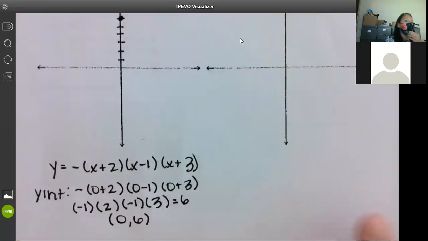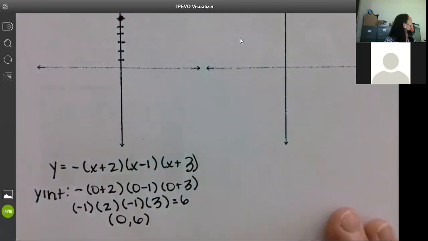And again, it's just a sketch, so we're not trying to kill ourselves to plot this, okay? Then we want to find our x-intercepts.